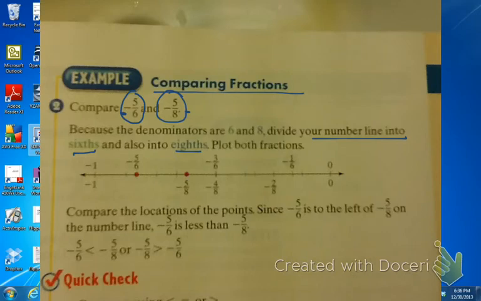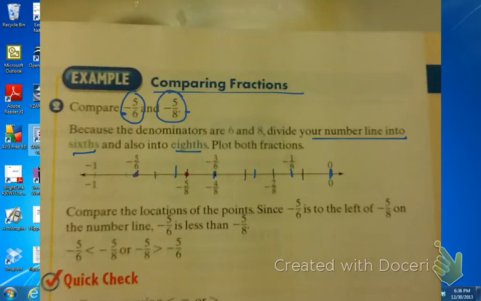So if we start at 0 here, we can find our sixths. Here we have negative 1 sixth, 2 sixths, 3 sixths, 4 sixths, and here would be negative 5 sixths. And then they divide it into eighths, so 1/8, 2/8, negative 3/8, 4/8, 5/8, 6/8, and so on.